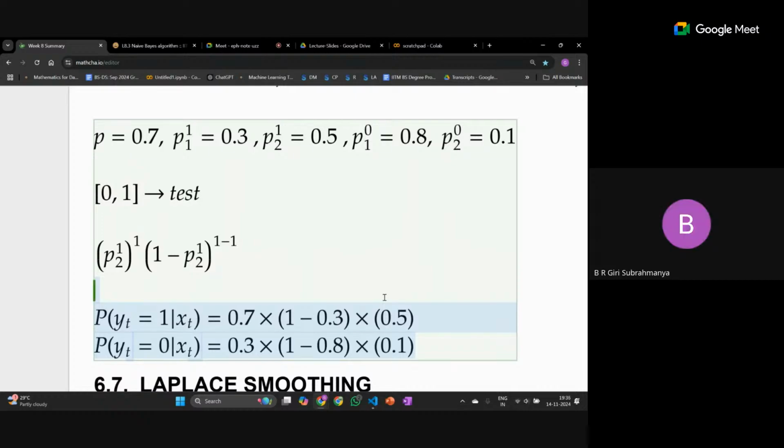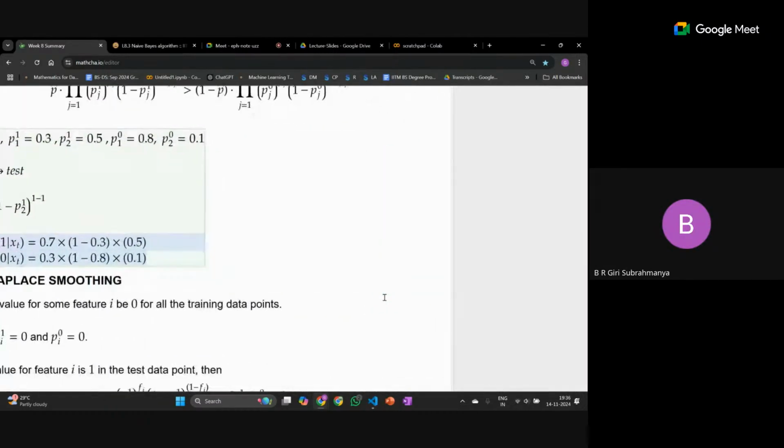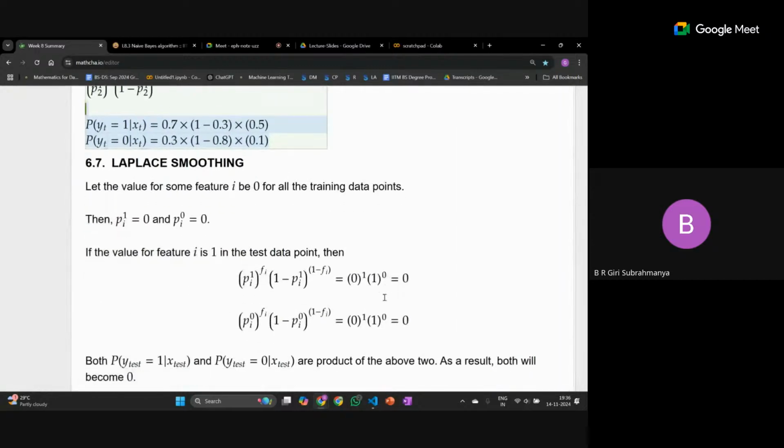So this is how you will predict. Now there's something called Laplace smoothing.